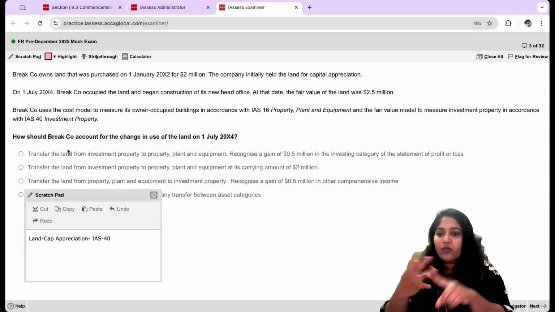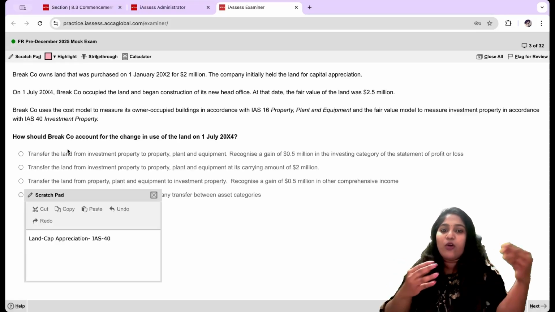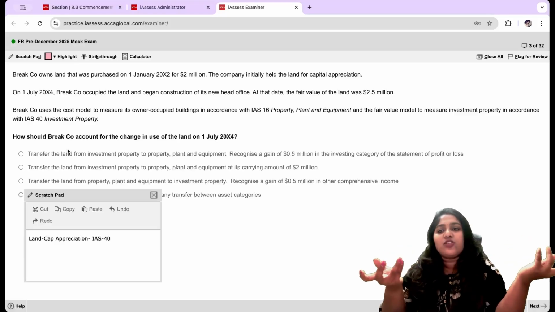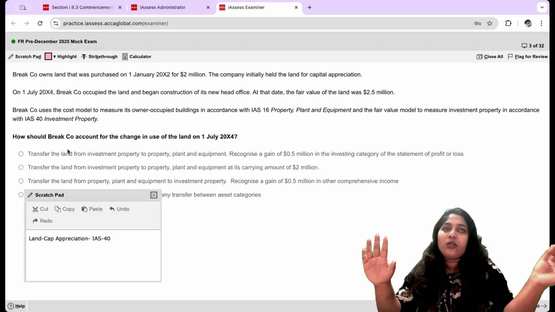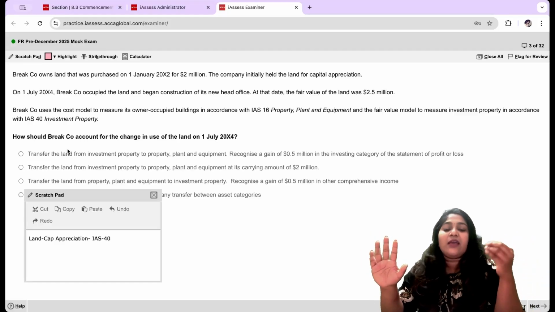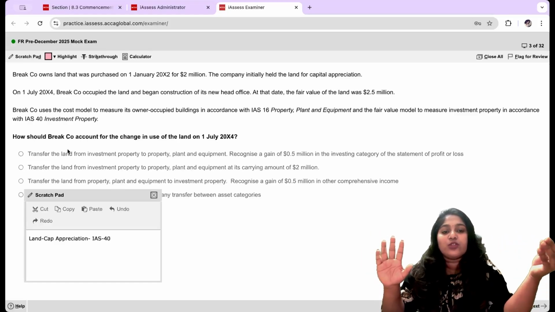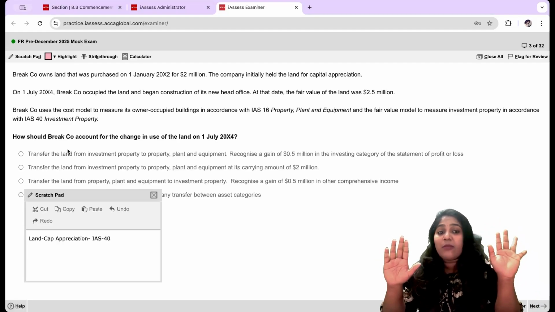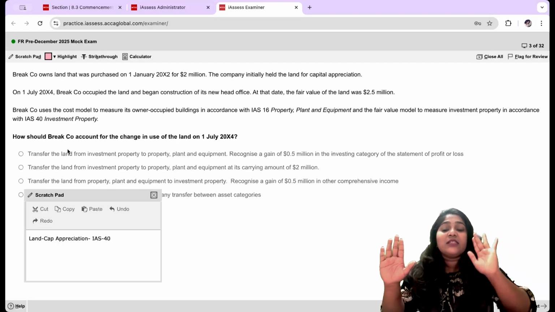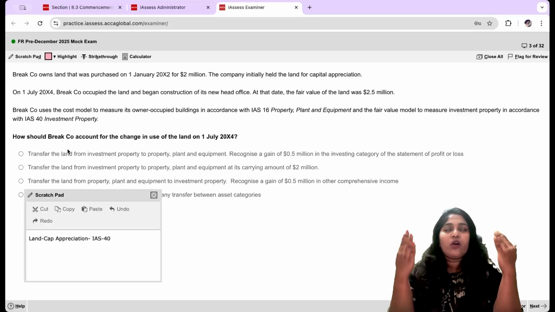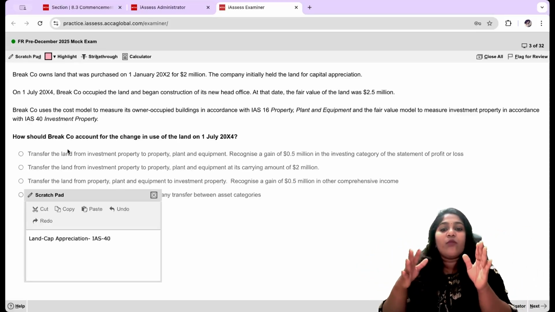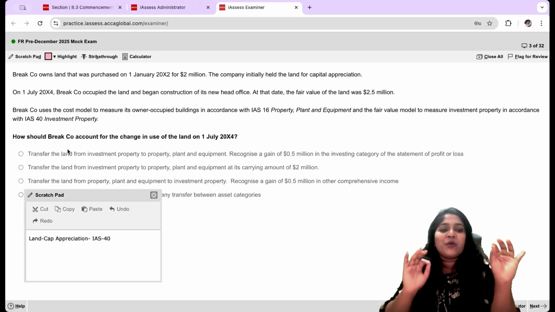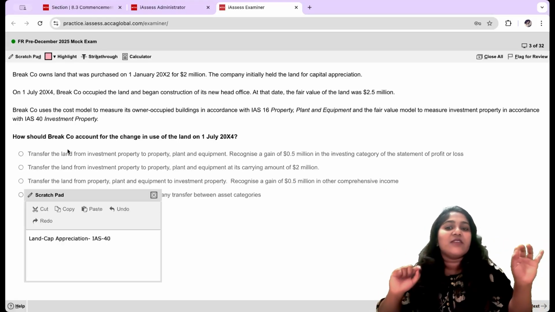On 1st July x4, brake company occupied the land and began construction as its new head office. At that date, fair value of the land is 2.5 million. I initially purchased the land for 2 million. After almost 2.5 years, I have changed the purpose of use to property, plant and equipment. On this date, my fair value is 2.5 million. There is an increase of $500,000. If you remember the transfer between IAS 40 to IAS 16, I will treat this as a fair value gain to the statement of P&L under the investing category.